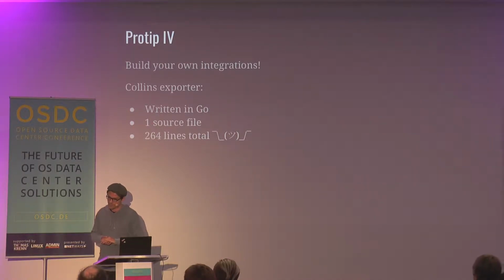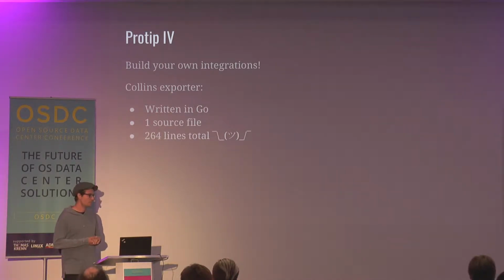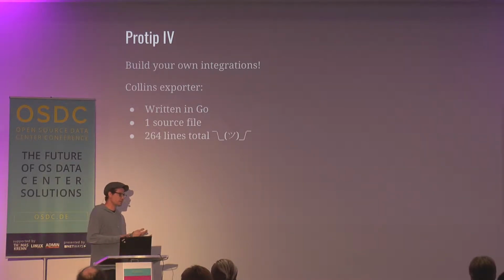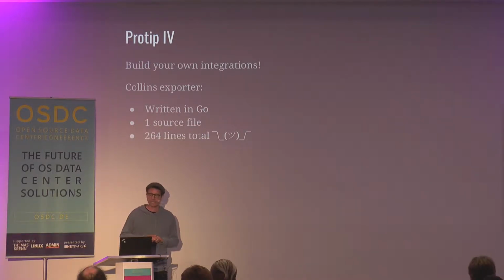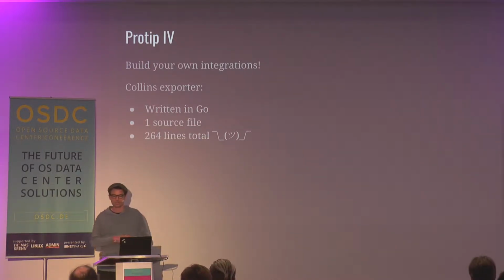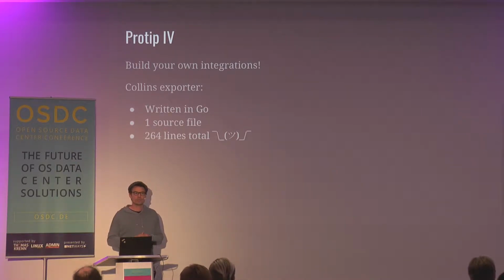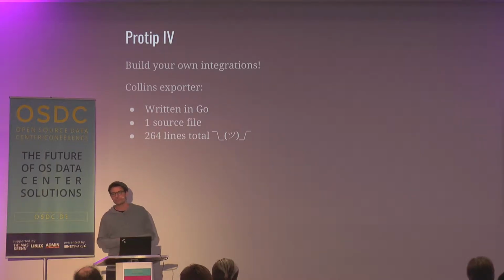264 lines. That includes boilerplate, white space, and comments and everything, which is of course due to there being really amazing libraries provided by the Prometheus project that make it very simple to write such an integration. So if there's something that no integration exists for, you should really consider investing just a tiny bit of effort to create one. And if you do, maybe even consider open sourcing it to help others benefit.